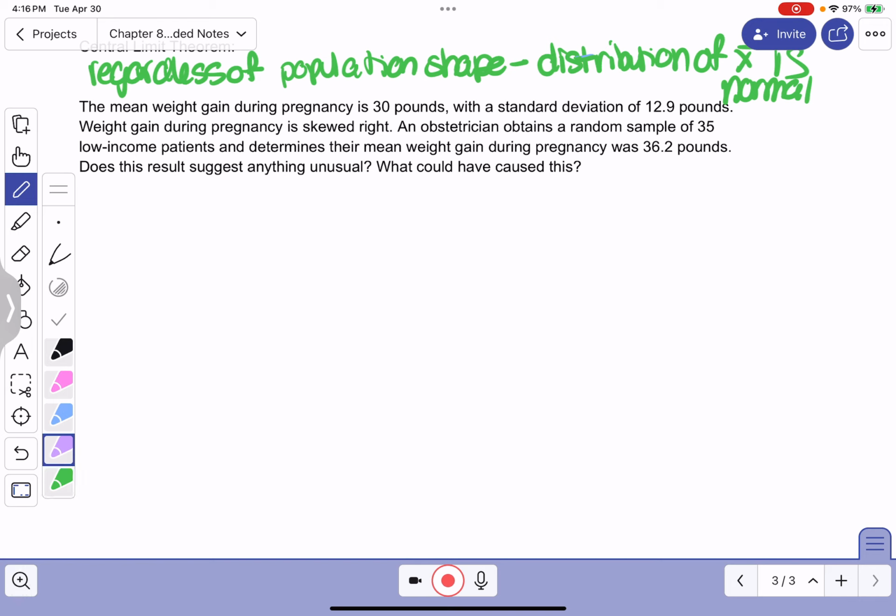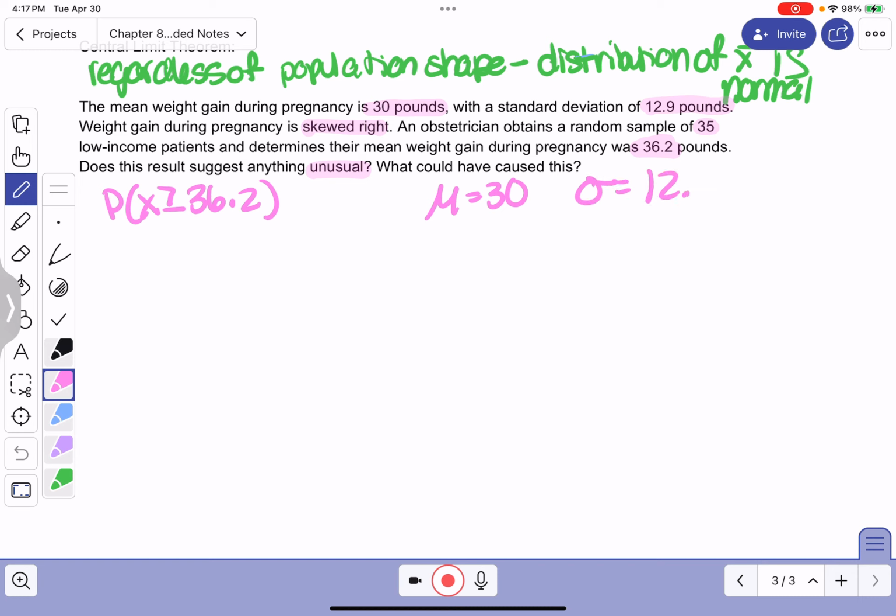So let's look at this. The mean weight gain during pregnancy is 30 pounds, with a standard deviation of 12.9 pounds. Weight gain during pregnancy is skewed right. An obstetrician obtains a random sample of 35 low-income patients and determines their mean was 36.2. Does this suggest anything unusual? So when we're doing unusual, that's going to be our greater than. So greater than or equal to 36.2 is what we're trying to solve for. Now our population mean is 30, and our population standard deviation is 12.9. And now we're doing a sample.